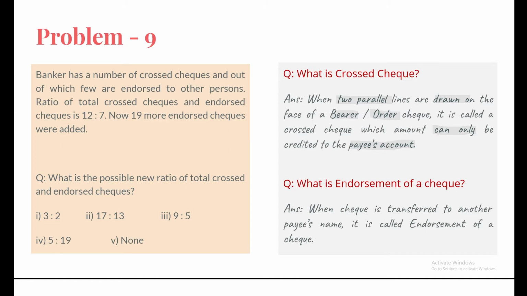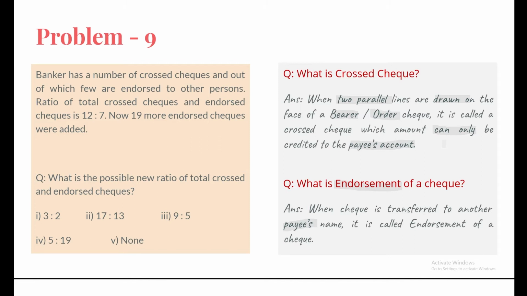Now, what is endorsement? Endorsement of a check. When a check is transferred to another payee's name, it is called endorsement of a check. I hope you understood the logic here, that there were a number of cross checks and out of them a few were endorsed to other persons. Now again 19 more checks came, but all of them were endorsed. We need to find out the new ratio of total cross checks and endorsed checks.